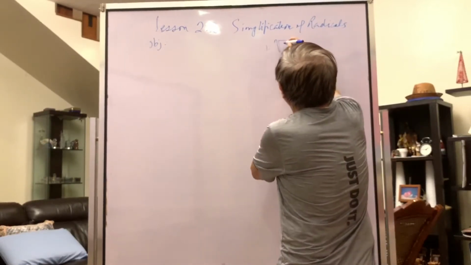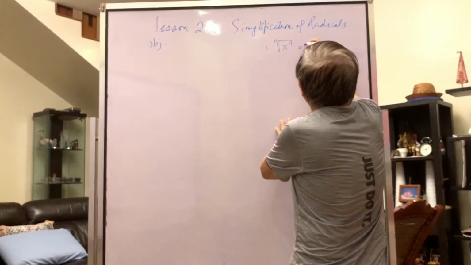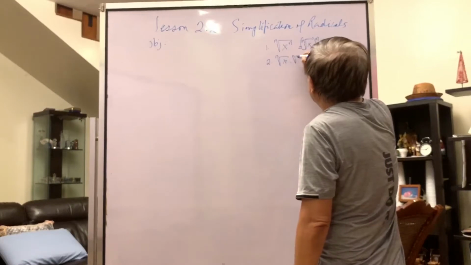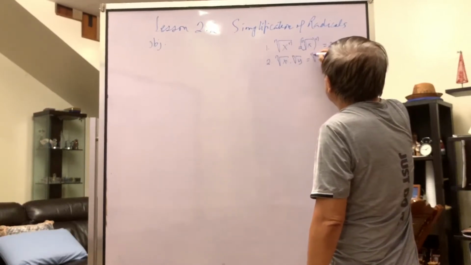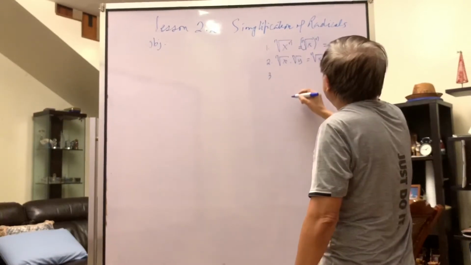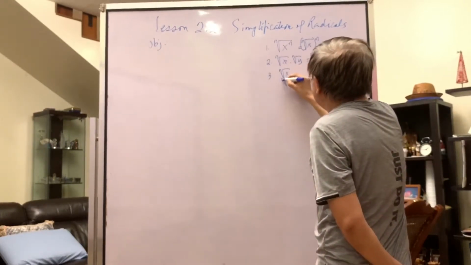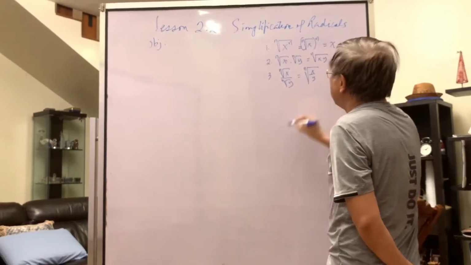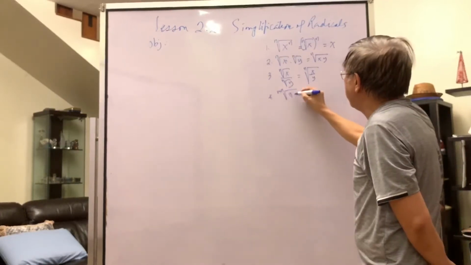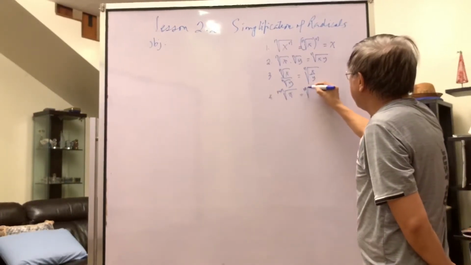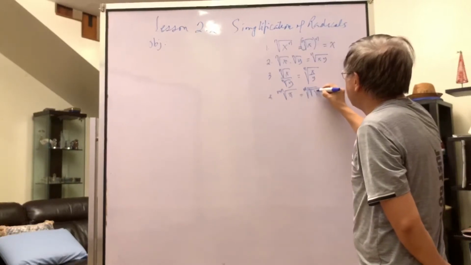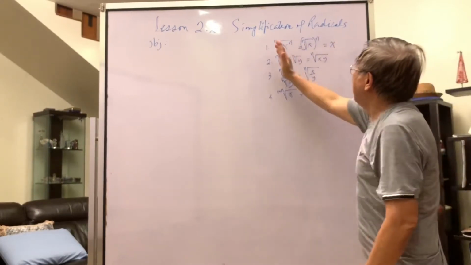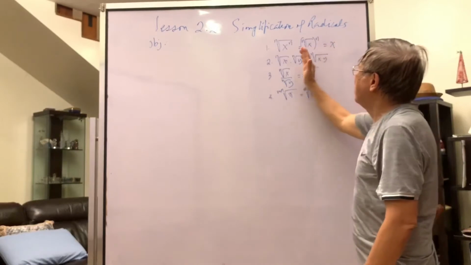Number 1, nth root of x raised to the n is equal to x. Number 2, nth root of x times nth root of y is actually nth root of xy. Number 3, nth root of x over nth root of y can be written as nth root of x over y. Number 4, mth root of the nth root of x can be written as the mnth root of x. Notice that we can read these laws from left to right or from right to left.